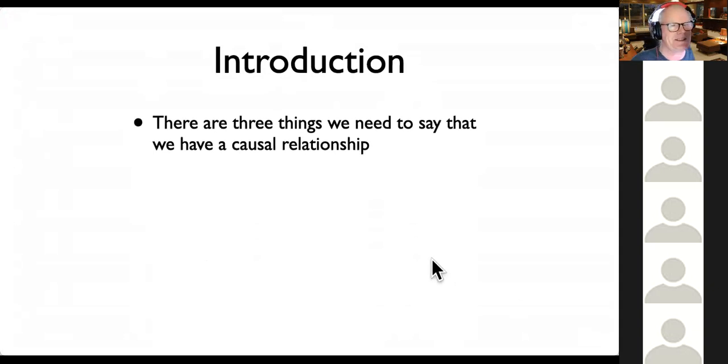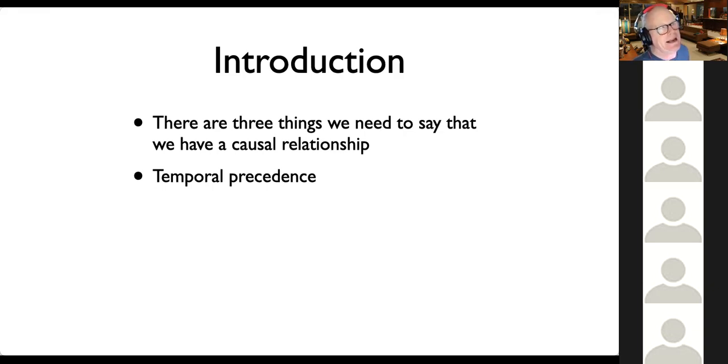So there's three things we want to say if we want to say there's a causal relationship. And what are we interested in? Why are we doing statistics? We're doing this because we want to say that X causes Y. So the first thing we need is temporal precedence. All that means is that the cause comes before the effect. We don't necessarily know that all the time. Right? We don't necessarily know that all the time.